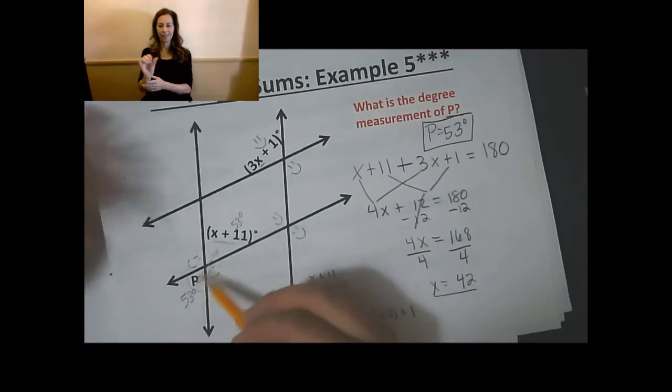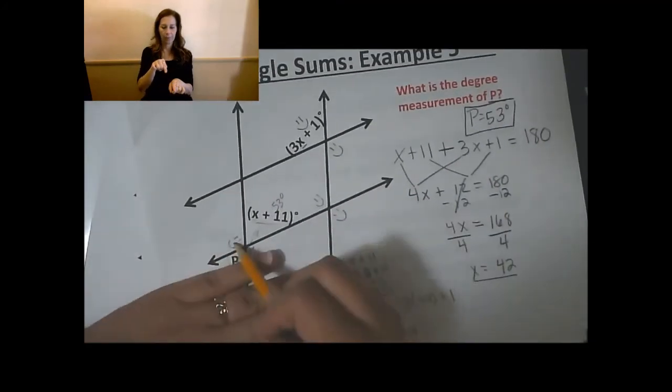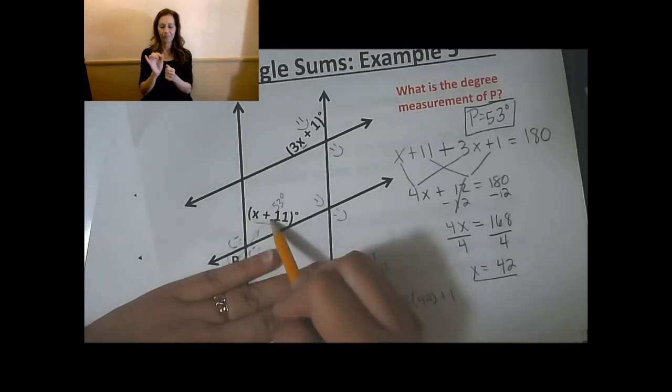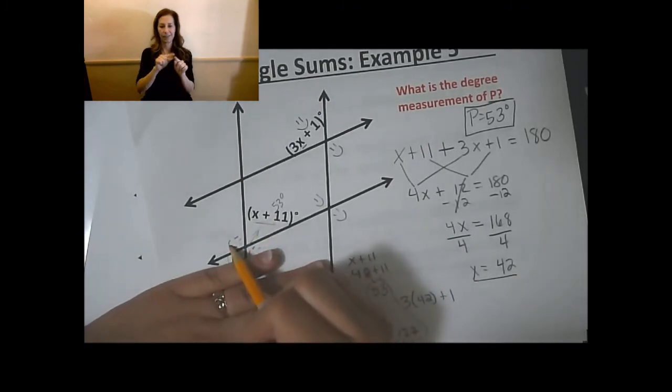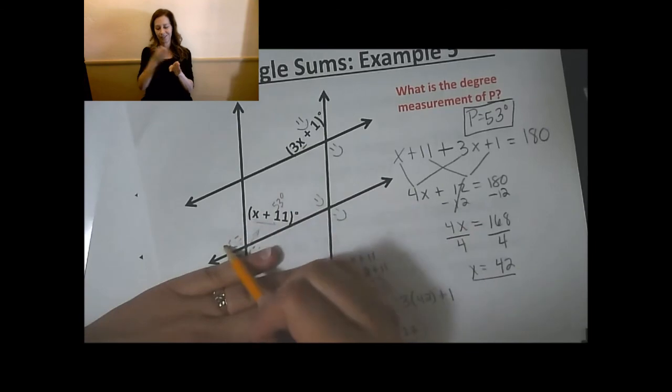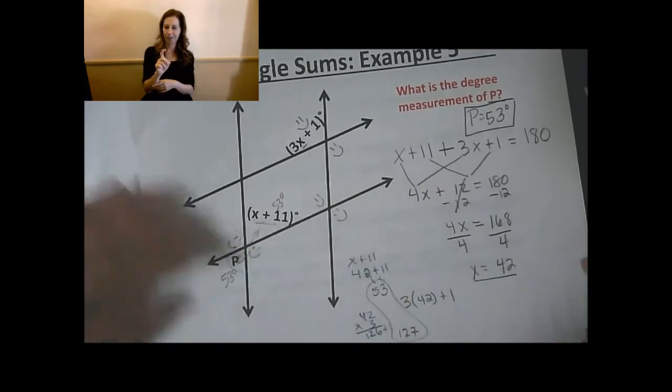Oh, sorry, these ones are cross. Oh yeah, these are adjacent, they're right next to each other. This one was right next to my smiley face angle, which is the 3x plus 1. They were adjacent. They were not in the same position.